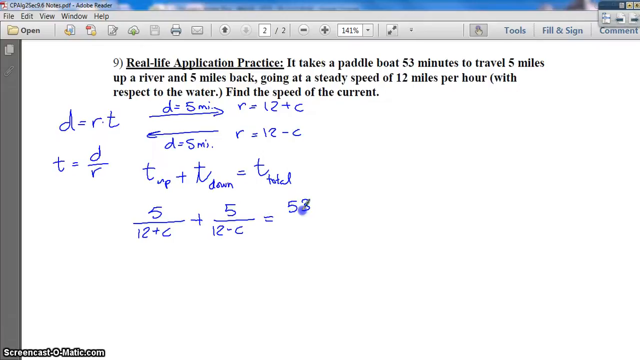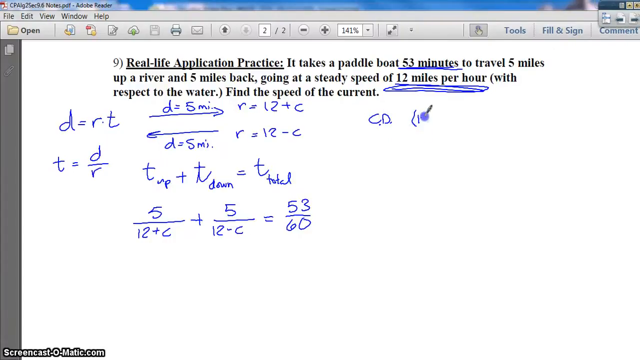However, I cannot leave it as 53 minutes because I'm talking about miles per hour, and I don't want to convert miles per hour into miles per minute or miles per second. So I'm just going to change 53 minutes into hours, which would be 53 minutes out of 60 minutes in an hour. Okay, our units are now hours. So at this point, we need a common denominator.